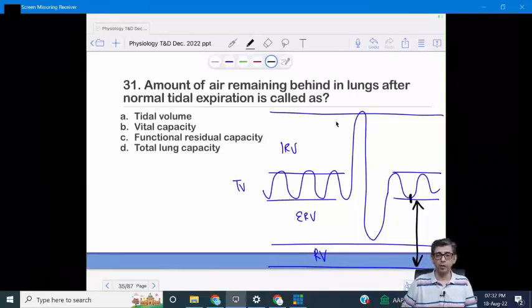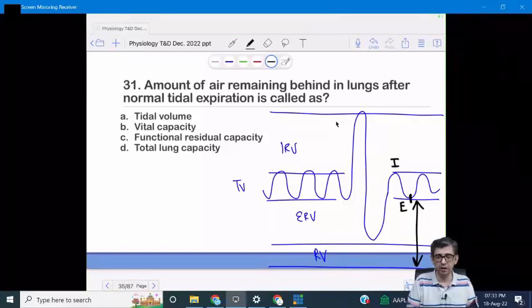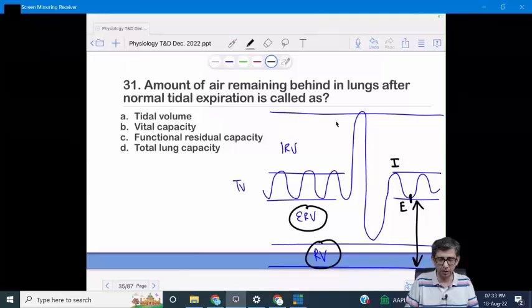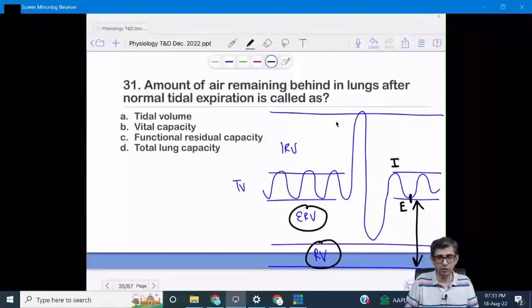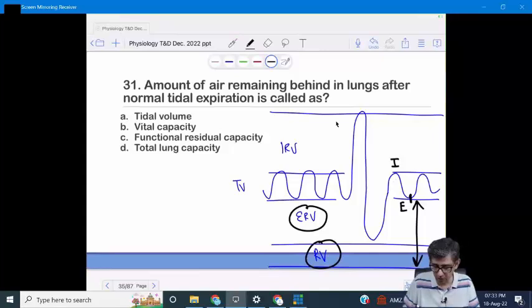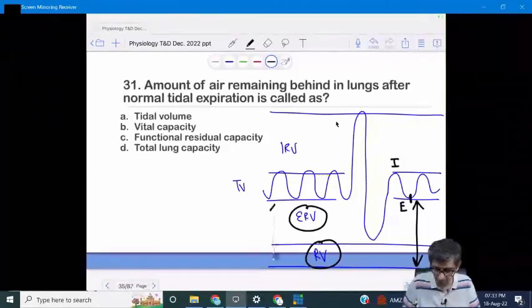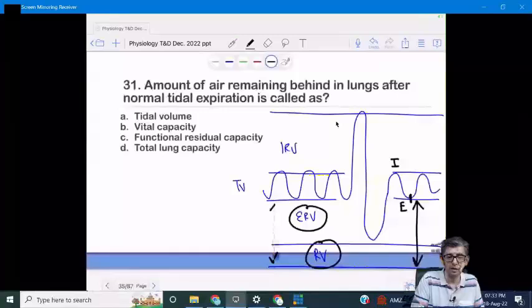So this point is the end of expiration, this one is inspiration, and this one is expiration. So he's talking about air remaining behind at the end of a normal tidal expiration, which would be a combination of these two. And the combination of these two is what is called as FRC. I think all of you got this one correct. The bottom two parameters, that is the expiratory reserve volume and residual volume, is what is called as functional residual capacity. Answer to question number 31 is option number C.